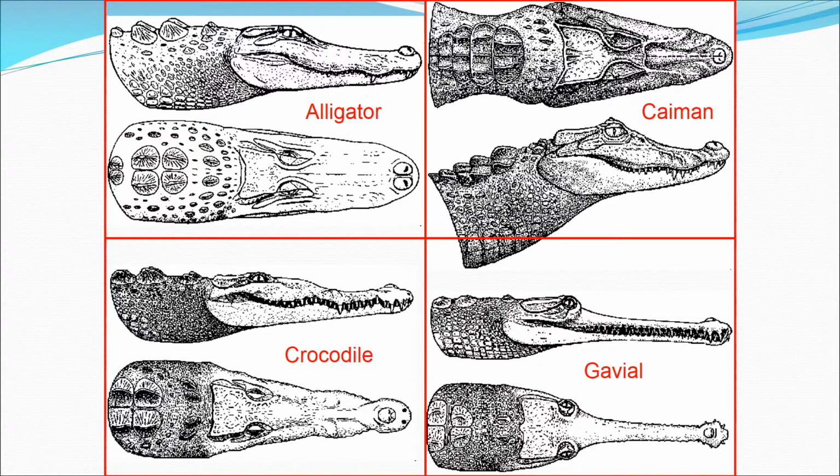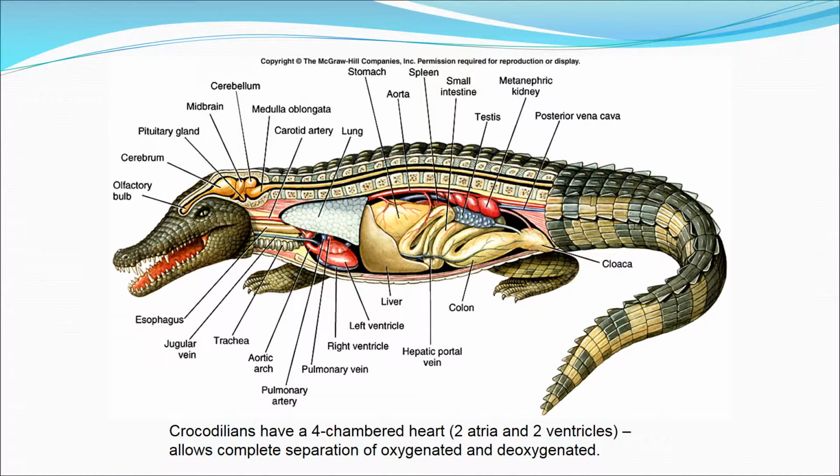Here's just showing you the skull structures and the differences. Caiman are pretty small too, by the way. But you can see how each of them is classified and looks a little bit differently. The difference between alligators and crocodiles is the shape of their snout. Crocodiles are much more narrow. Some internal body structures are very similar to humans.